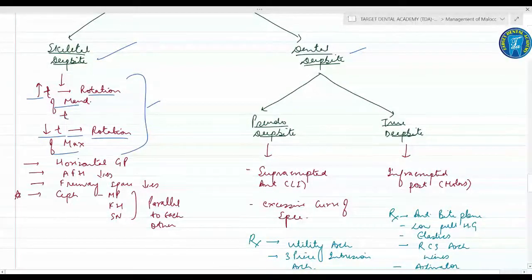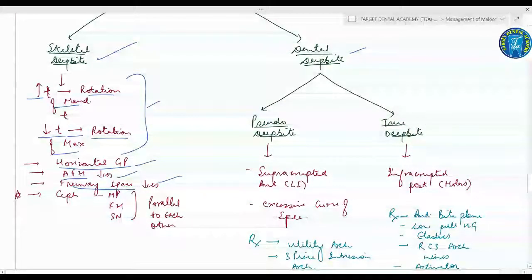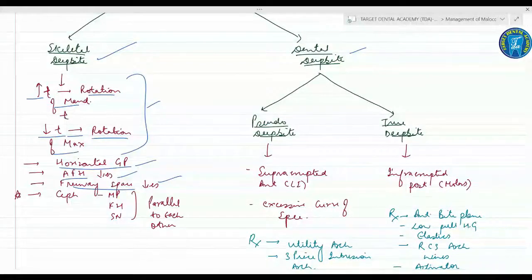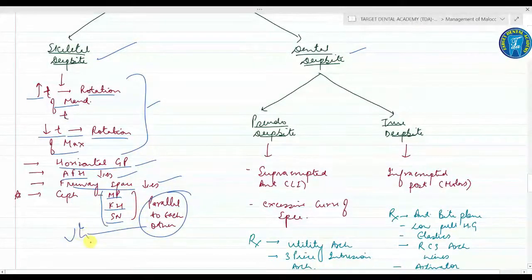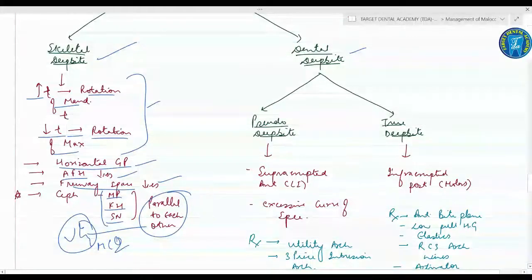Right, so in this you will see that there is a horizontal growth pattern. The anterior facial height of the patient decreases, and the freeway space also decreases. In the cephalometric reading, you will see that the mandibular plane, the FH, that is the Frankfort horizontal plane, and the sella to nasion plane, all these three planes are parallel to each other. Very important for your MCQ. Fine, so this is about the skeletal deep bite.